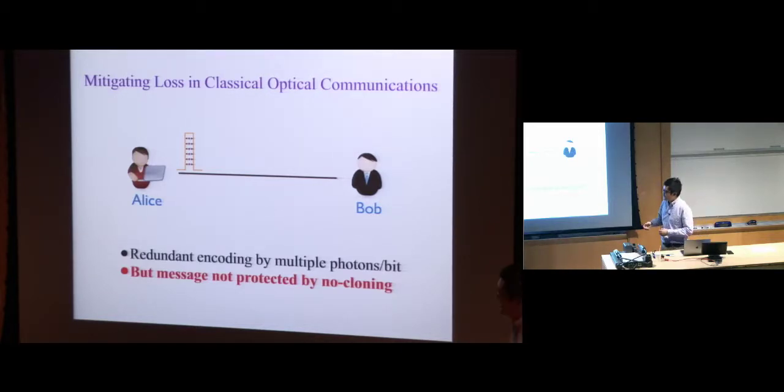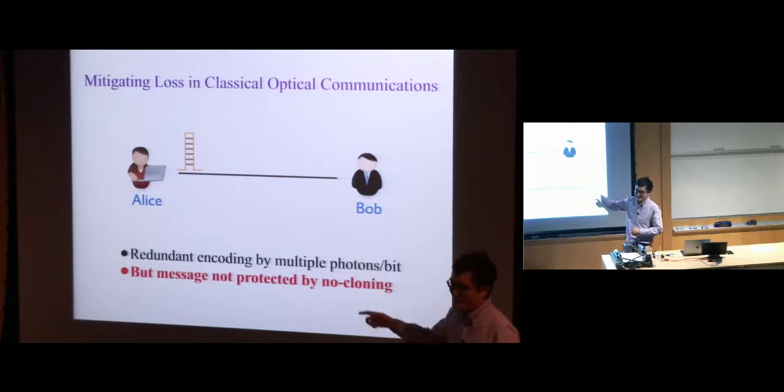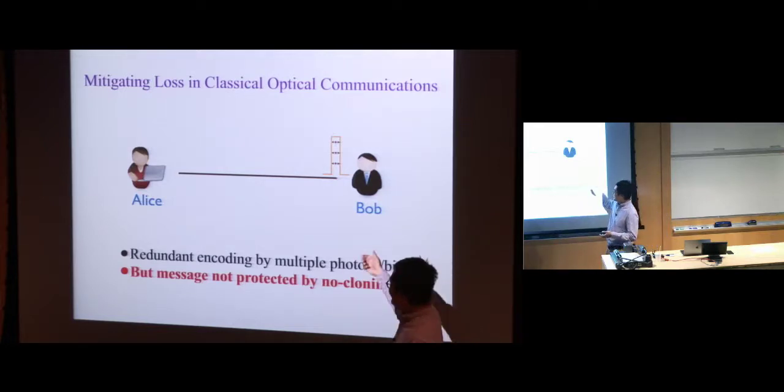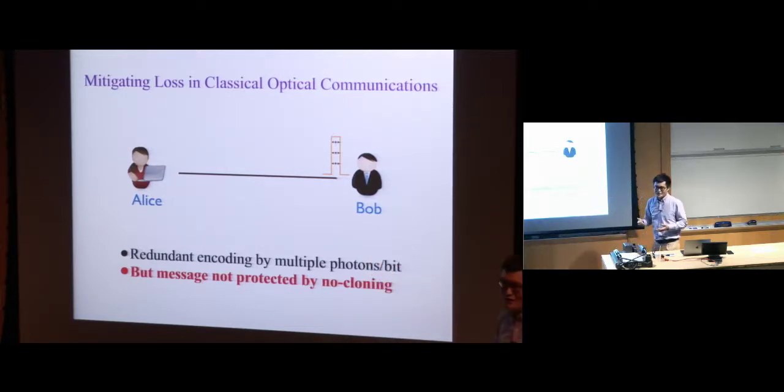Just don't encode information on a single photon. You use so many photons to encode one bit of information, and during the transmission, even if some of the photons are scattered or absorbed by the channel, Bob is still guaranteed to receive enough photons so that he can perform reliable decoding. So that's how classical communication mitigates loss. But unfortunately, this approach cannot be used in quantum communication because it is not protected by the no cloning theorem.